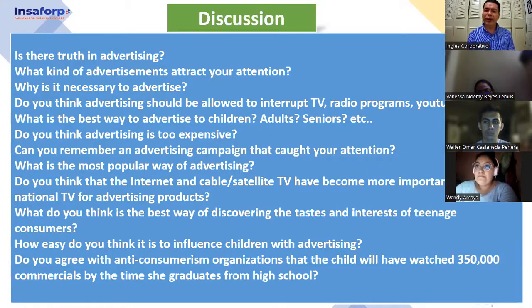On the radio, I don't know how to say that in English, but they say una cuña, right? Yeah. On the radio, come on, it's really expensive, right? Or even in the newspaper. Then the newspaper, it's expensive. Totally right.